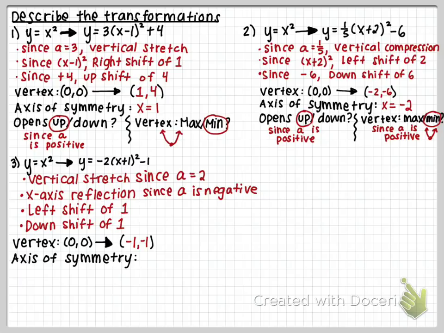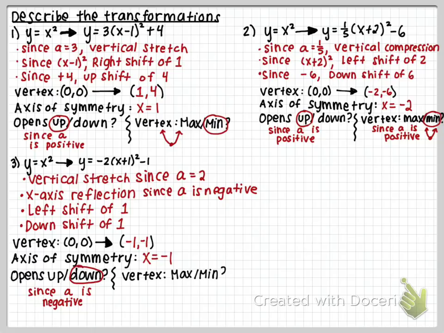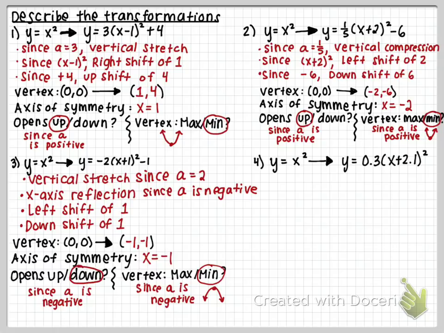Does it open up or, oh, getting ahead of myself. Axis of symmetry. Axis of symmetry is always x equals whatever the x is for our vertex. So x equals negative 1. Does it open up or down? Well, A is negative, so it opens down. And is the vertex a max or a min? This time it's a maximum since A is negative. Okay, kind of makes sense.